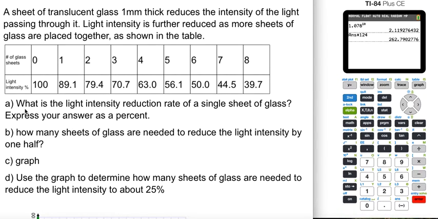So we're just going to answer these questions given our table here. What is the light intensity reduction rate of a single sheet of glass? Right here I have my single sheet, and the light intensity is 89.1%. How many sheets of glass are needed to reduce the light intensity by 1/2? Reducing it from 100 to 1/2 of 100, we know half of 100 is 50. So to get it down to 50%, we would need 6 sheets of glass.